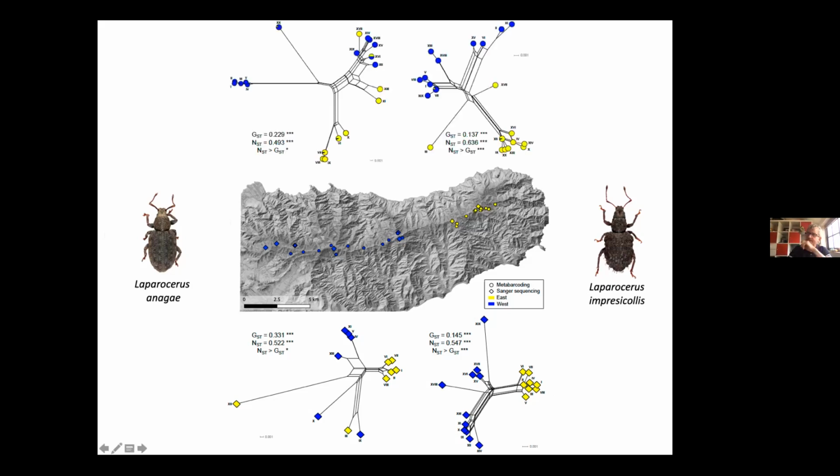And here is the equivalent haplotype networks generated from the metabarcode data from those same two species. So you can see the same regional structuring of mitochondrial variation. So this tells us that we can now use this approach to generate broad community level patterns of phylogeographic structuring.